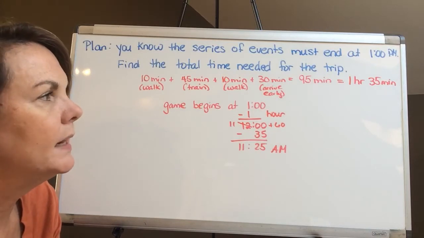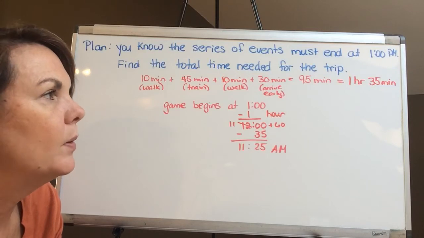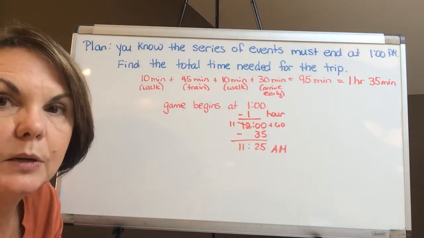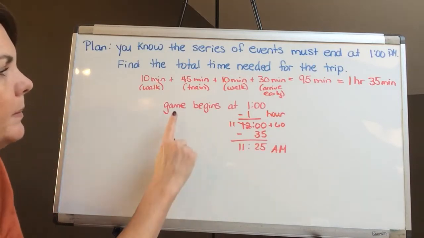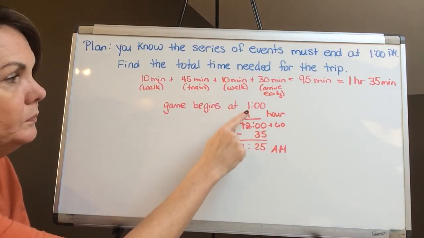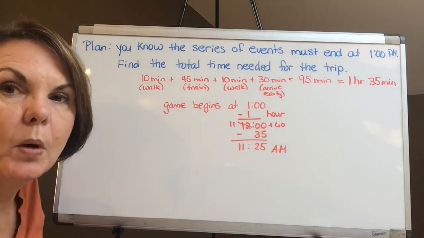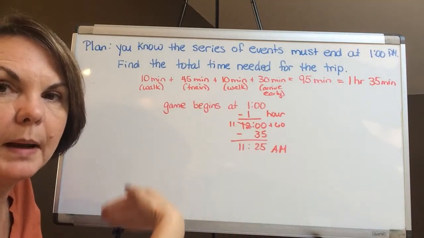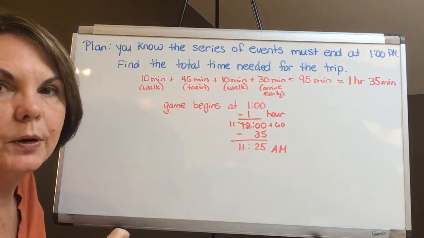So that's a total of 95 minutes. And I changed that into 1 hour, 35 minutes. I subtracted 60, which is an hour, and that left me with a remainder of 35 minutes. So remember, the game begins at 1. So I took off this 1 hour, which brings me down to 12 o'clock. So I took the 1 hour back, and now I'm at 12. So now I want to take off the 35 minutes.